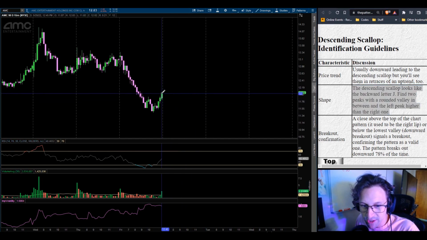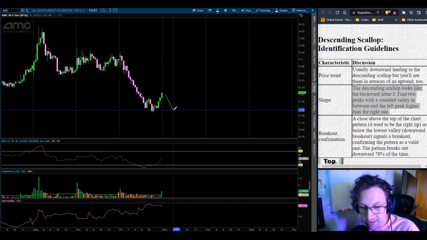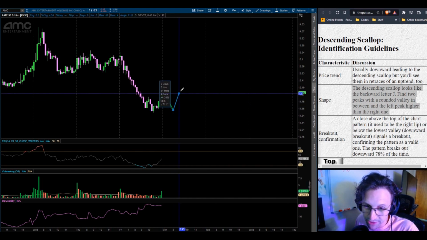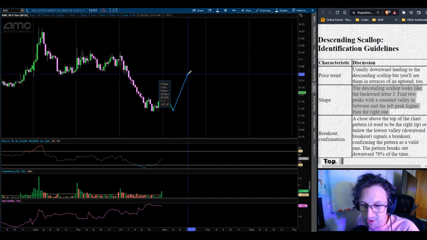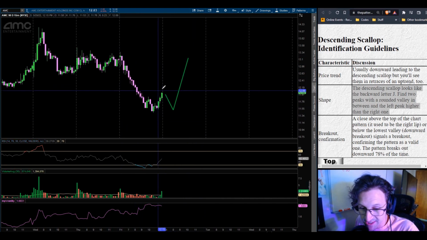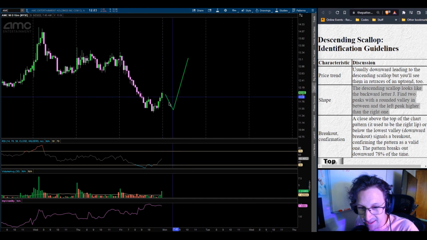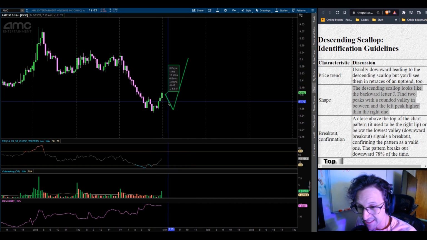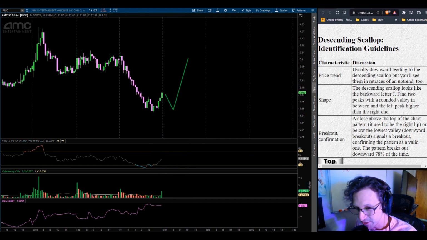I can see if the morning starts with a little dump, right? And maybe we test yesterday's low. Okay, that would make nice tweezers on the daily candles. And it would be pretty bullish if the price could close above that point. So what I think I'm going to be looking for tomorrow is actually a bullish breakout of this descending scallop, and that would be less likely, and that's because you can see here the breakout confirmation has a note that the pattern breaks out downward 78% of the time.